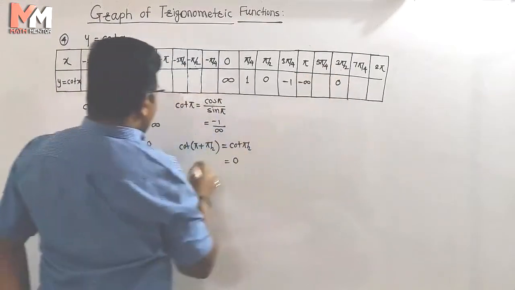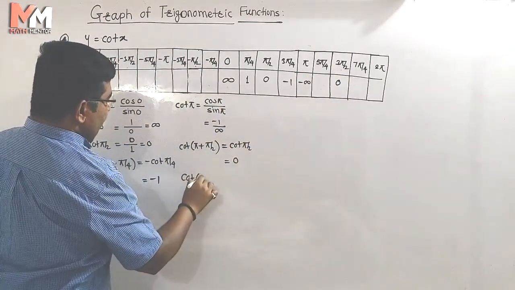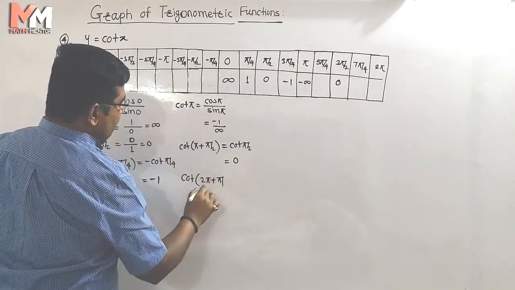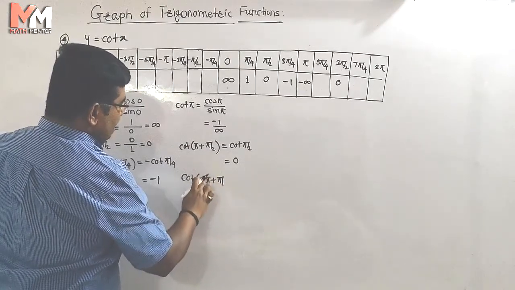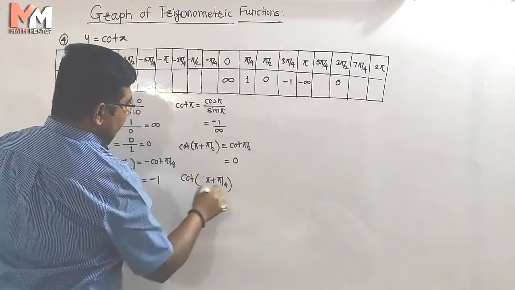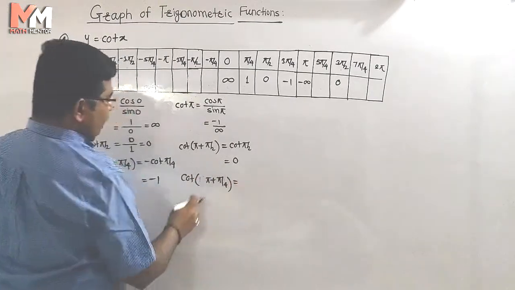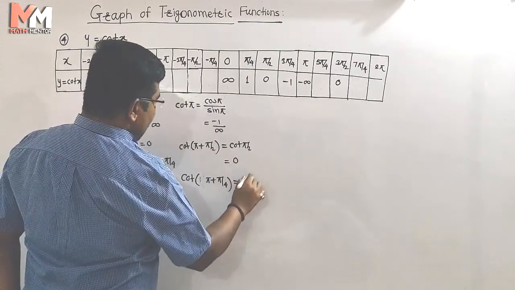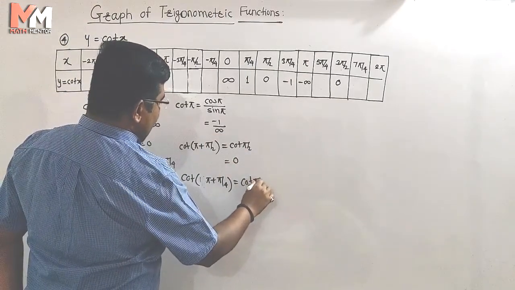But basically first we have to find cot 5 pi by 4. 5 pi by 4 means pi plus pi by 4, that is 4 pi plus pi, 5 pi by 4, which is 180 degrees plus 45. In the third quadrant cot is positive, so cot pi by 4 is 1.